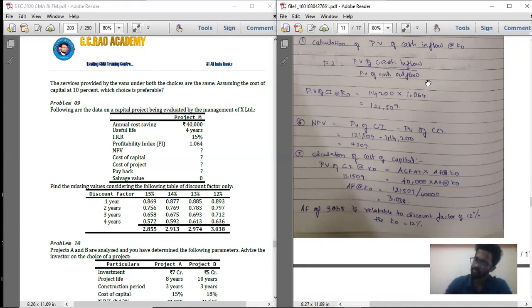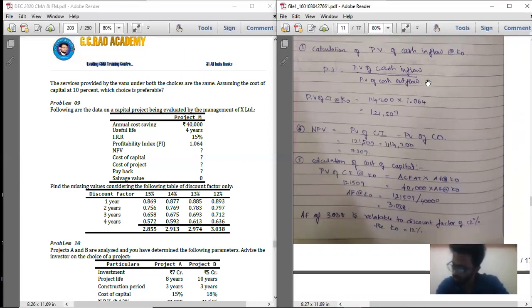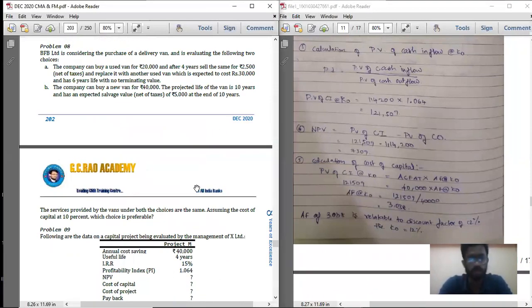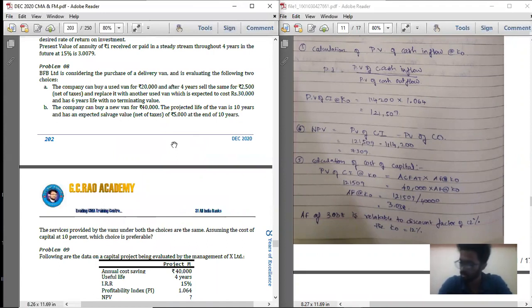So moving on to, we have already completed problem number 8, right? No, we didn't complete problem number 8. So moving on to problem number 8.